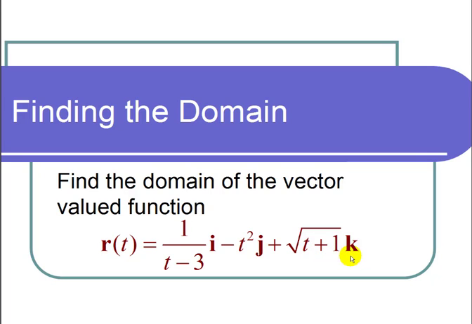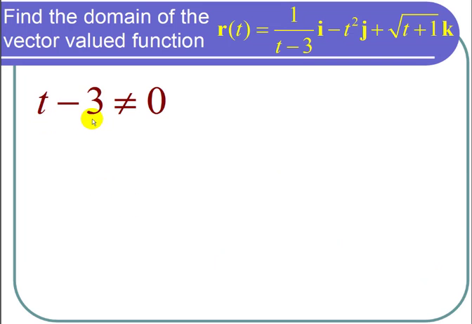So to find the domain of a vector-valued function, we find the domain of each of the three components and then take the intersection. So let's start out with the domain of the first component, 1 over t minus 3. So the issue here is that the denominator can't be 0, or that t minus 3 is not equal to 0. So we get that t is not equal to 3.